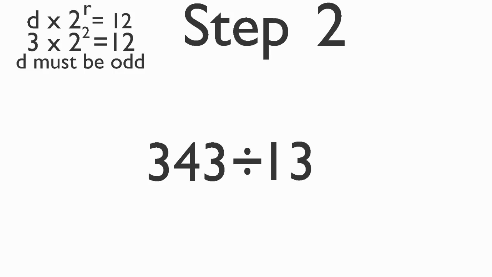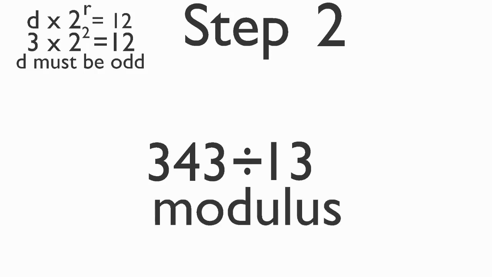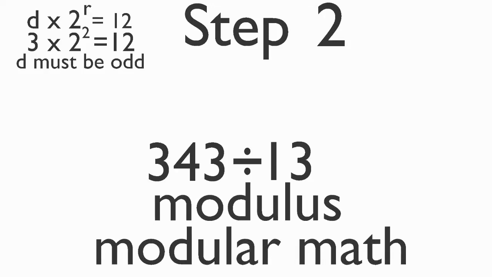Here's the weird part. We don't care what the answer to 343 divided by 13 is. We only care about the remainder of that division. This might seem crazy, because usually when we do arithmetic, we care about the answer, not just the remainder of some uneven division. But we're now stepping into an area of math that deals with remainders. The math word for remainder is modulus. So this area of math is called modular math.